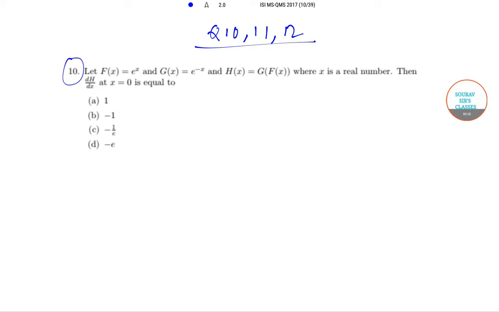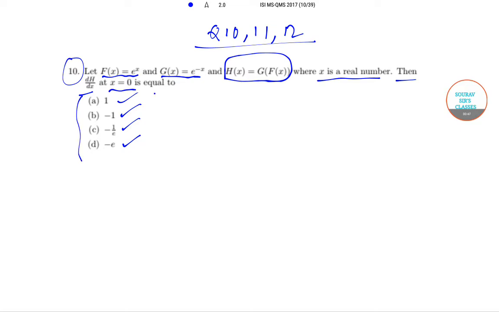In question number 10 it has been said that let f of x be equal to e to the power x and g of x be equal to e to the power minus x. And if h of x is a function where h of x is equal to g of f of x, where x is a real number, then we have to find out the value of dh by dx at x equal to 0. The options are 1, minus 1, minus 1 by e and e minus e. So these are the options.